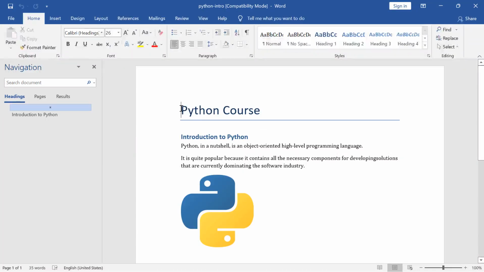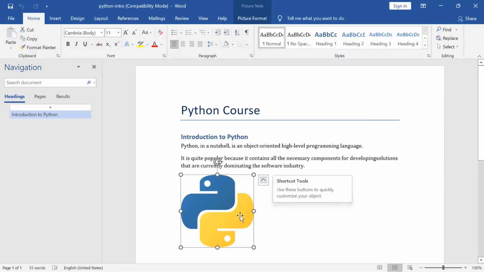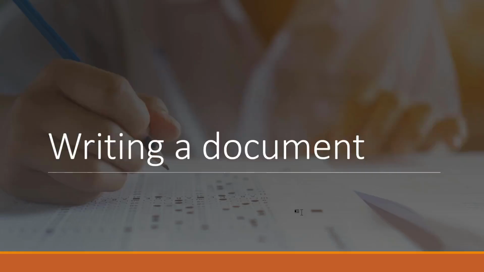So first we specified the title, which is Python Course. Then we specified the heading. After the heading, we specified two paragraphs, and in the last we have specified one image. So now I hope it is clear how we can read and write a document in Python with the help of the docx module. In the next video, we will understand how we can work with PDF files.